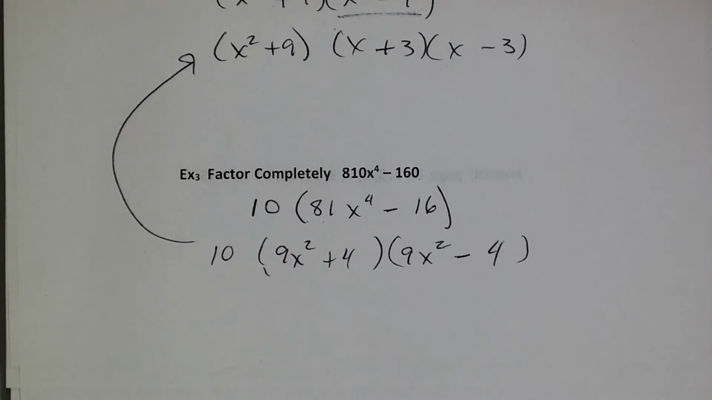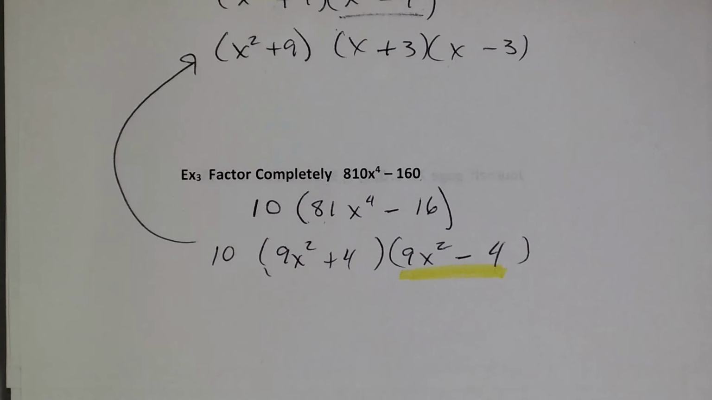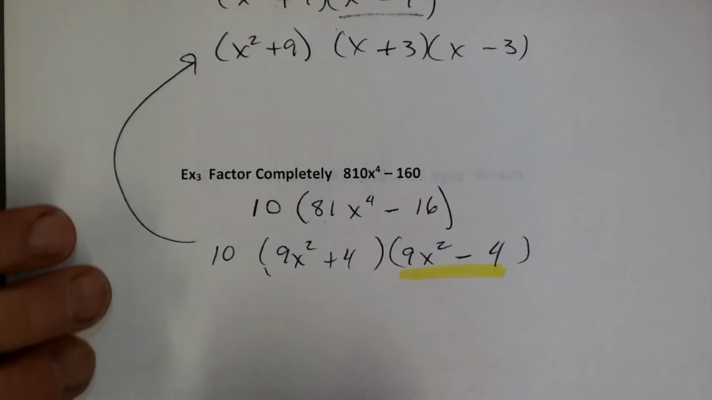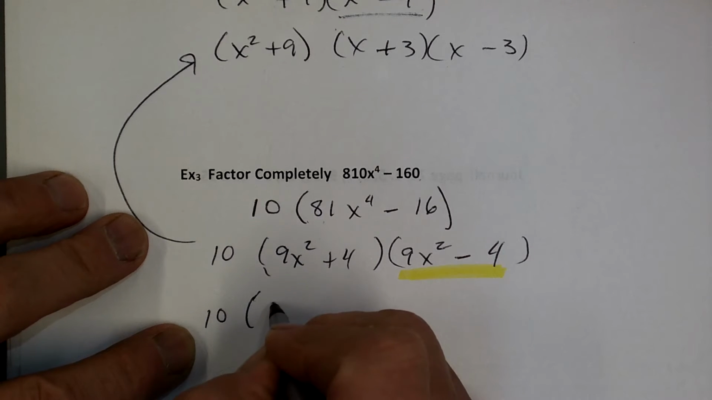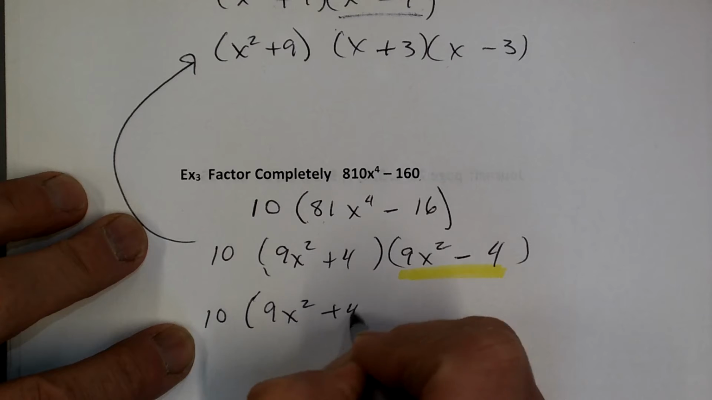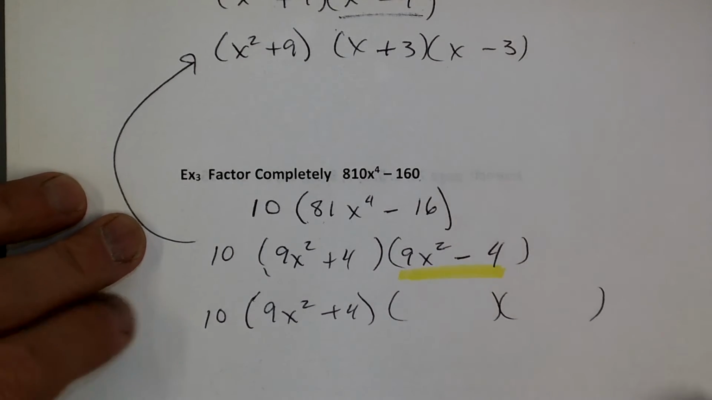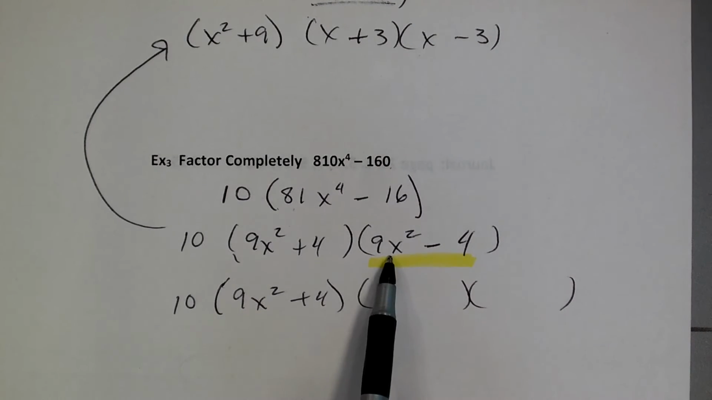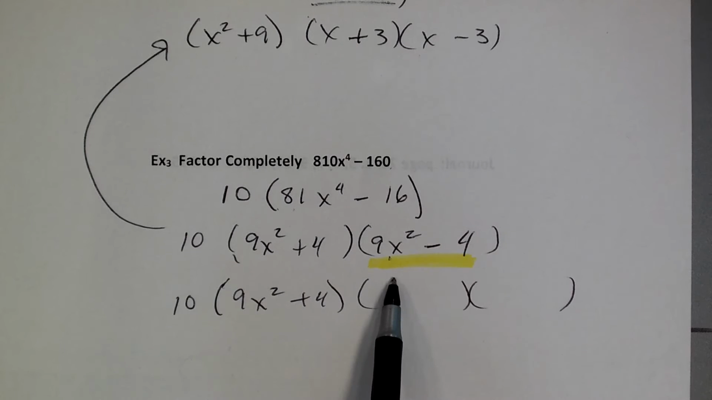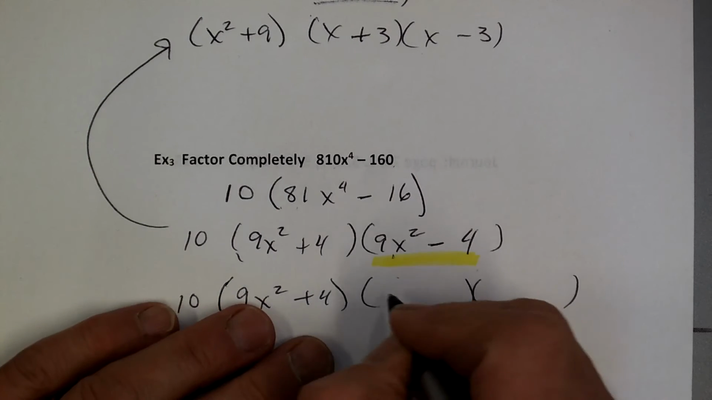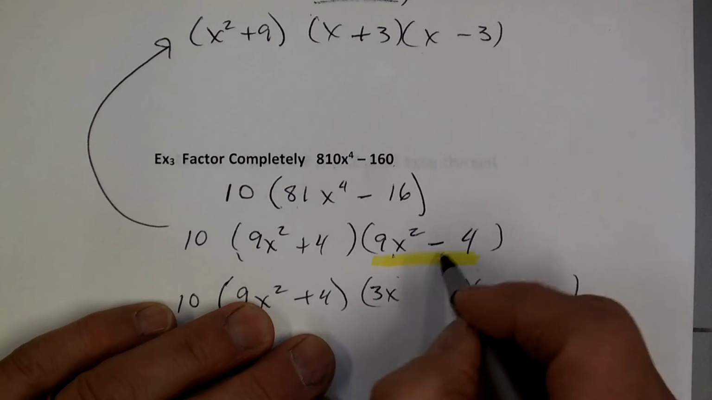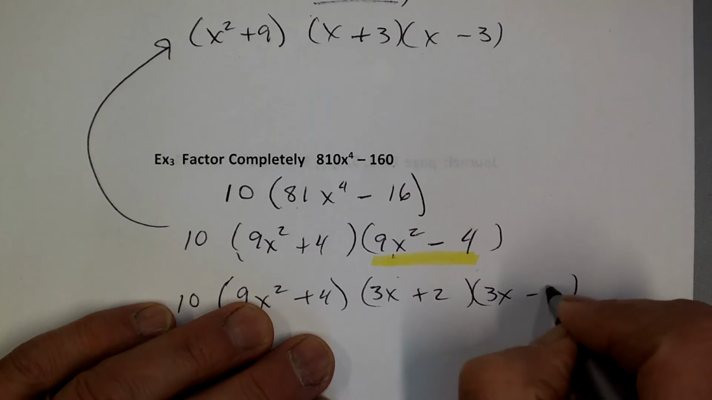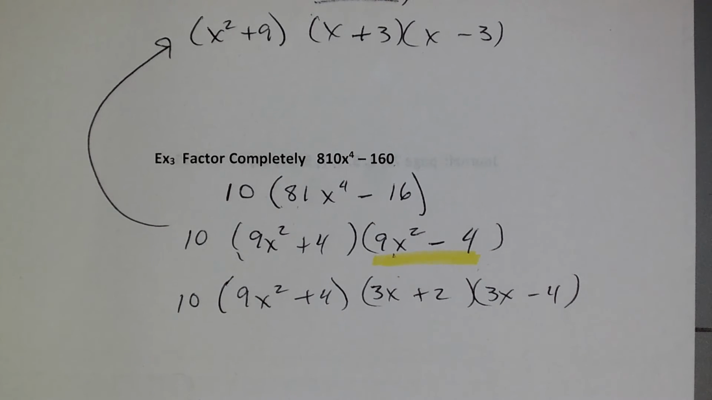Just like up above, I can probably factor that one again. So I'm going to go 10 times 9x squared plus 4. And then I'll factor this one again. I'll go 3x, 3x, and 2 and 2. 3x times 3x makes the 9x squared. And I'll go a plus 2 and a minus 2. And that is it, as far as we can go with that one, okay?